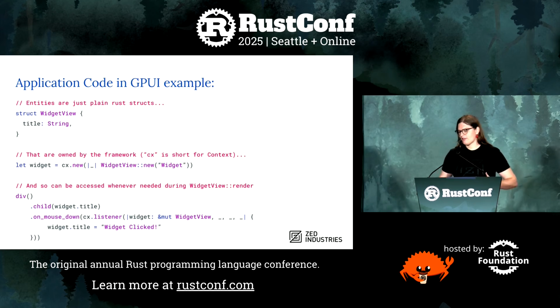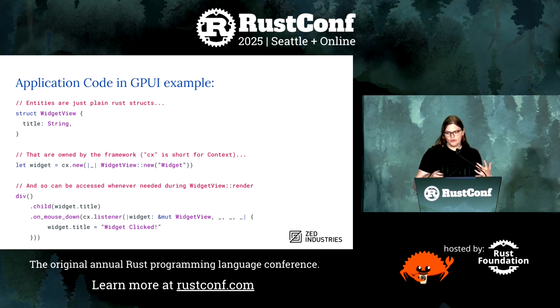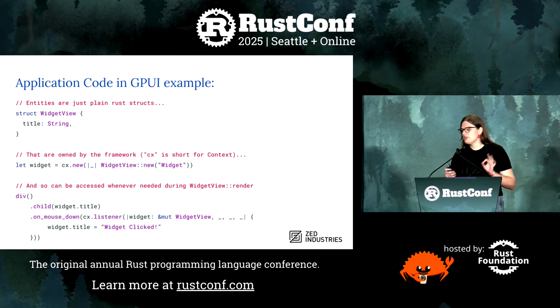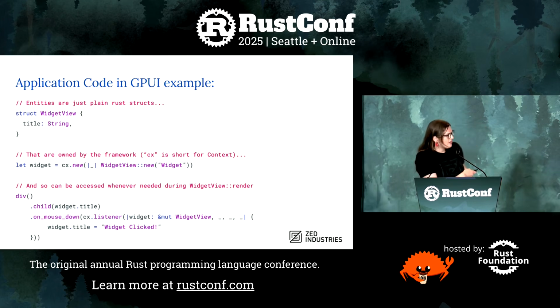Here's what this looks like in practice. You define a Rust struct that does whatever you need it to do. You move that struct into GPUI with context.new. And when rendering this entity, you can use context.listener to get a mutable borrow right when you need it. Note the &mut in the &mut WidgetView at the very bottom in this on_mouse_down call right here.